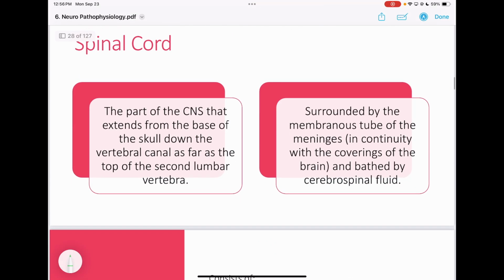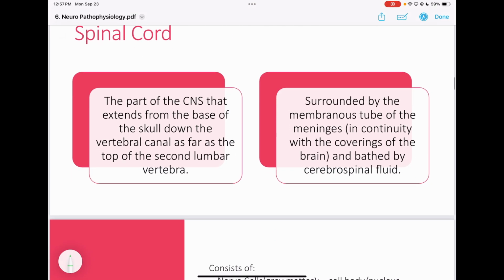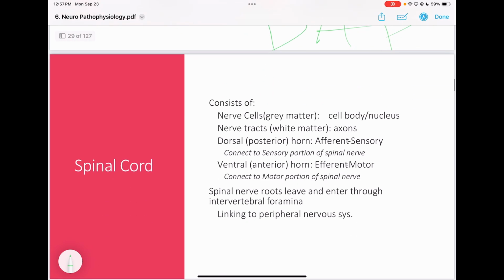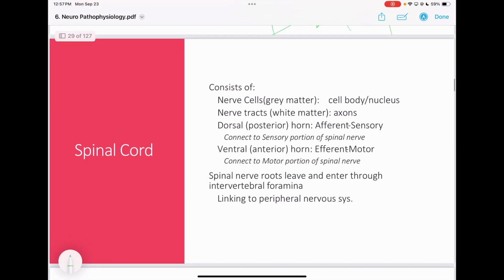Okay, moving down from the brain to the spinal cord. It extends from the base of the skull down the canal to the second lumbar vertebra, and has our meninges. Make sure you remember dura, arachnoid, and pia maters are the order of the meninges. The dura mater is the outermost layer. The pia mater is the innermost layer. So just remember DAP, DAP. And the spinal cord has our gray matter and white matter.